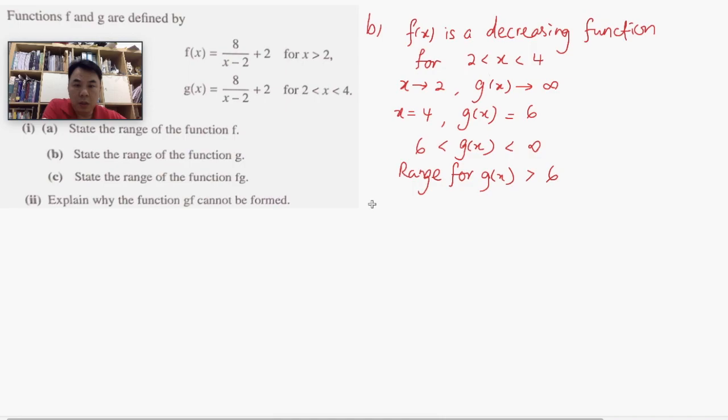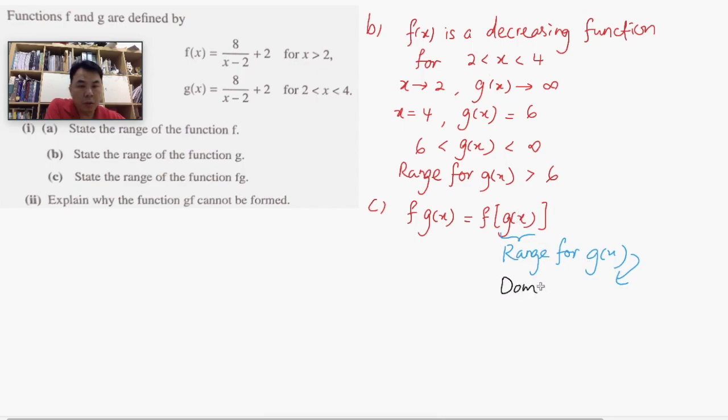Right. Now for question C, let's look at question C here. fgx. Okay, let's try to work out fgx. So fgx is basically a composite function. Now, one thing we need to understand here is that the range for gx in this case would become the domain. Don't forget, this range for gx will become the domain for fx. Right, this is the most important concept that we need to get through. So the range for gx in this case would become the domain for the function fx.